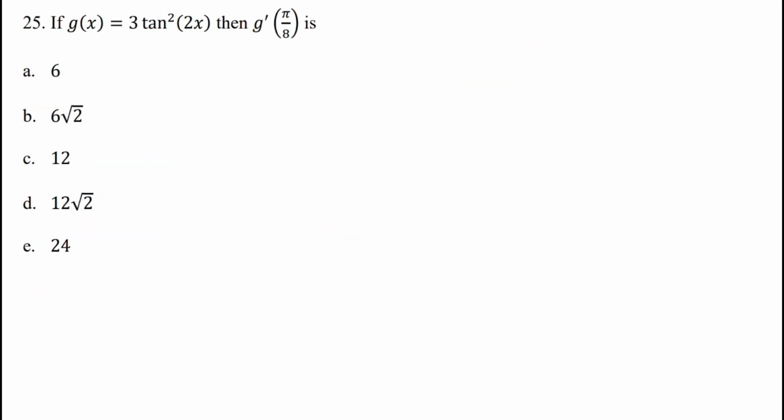For number 25, we're going to take the derivative of 3 tangent squared 2x and then just evaluate it when x is pi over 8. So the derivative of 3 tangent squared 2x, well, that's 3u squared, where u is the tangent of 2x. So that'll be 6u, or 6 tangent 2x, times the derivative of tangent 2x.